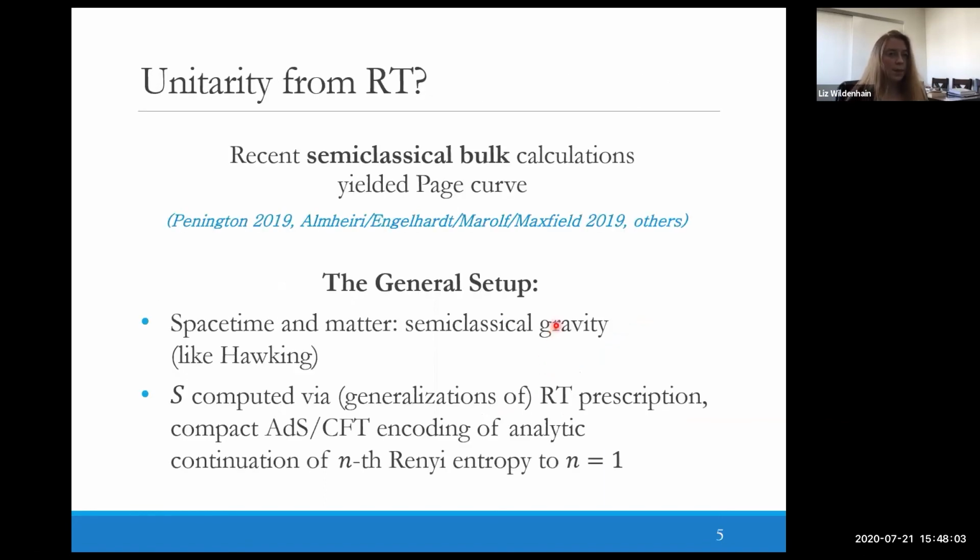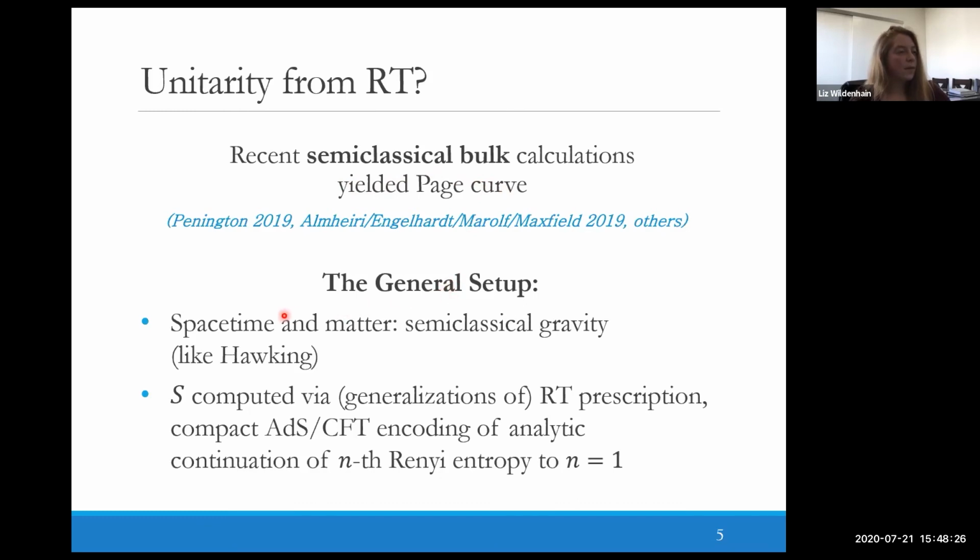So what's been surprising in these recent developments in the black hole information paradox is there have been some calculations. Let's see, for example, these papers here, and then there have been following calculations that computed the Page curve, which is what we expect from unitary evaporation. They computed the Page curve starting from a semi-classical bulk.